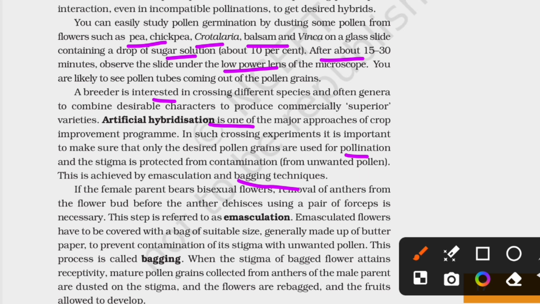If the female parent bears bisexual flowers, removal of anthers from the flower bud before anther dehiscence using a pair of forceps is necessary. This step is referred to as emasculation.